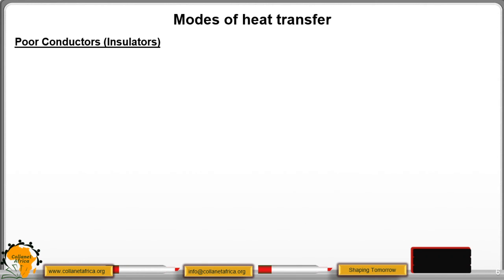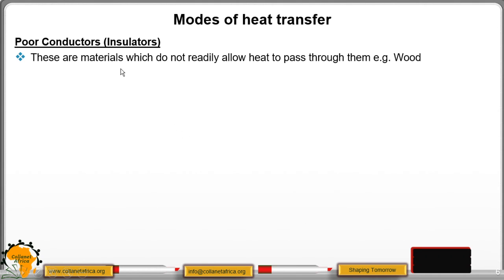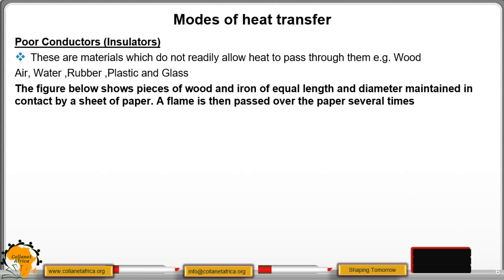Then we have poor conductors, or what we call insulators. These are the materials that do not allow heat to pass through them. Examples are wood, air, water, rubber, plastic, and glass.